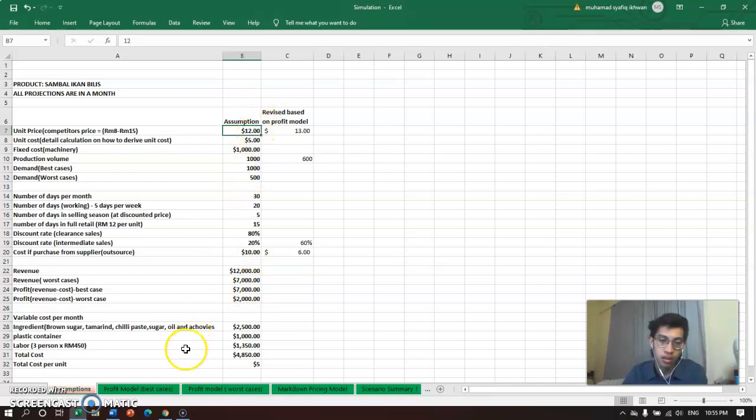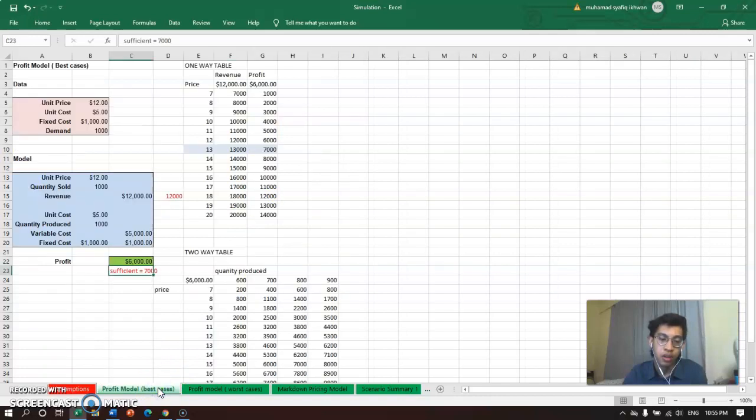Next we go to my profit model. We have both the best case and worst case. This is how I calculated whether it is suitable or not. After calculating it, I find it insufficient to meet my early assumption of a 7,000 ringgit profit, as I only get 6,000 ringgit.